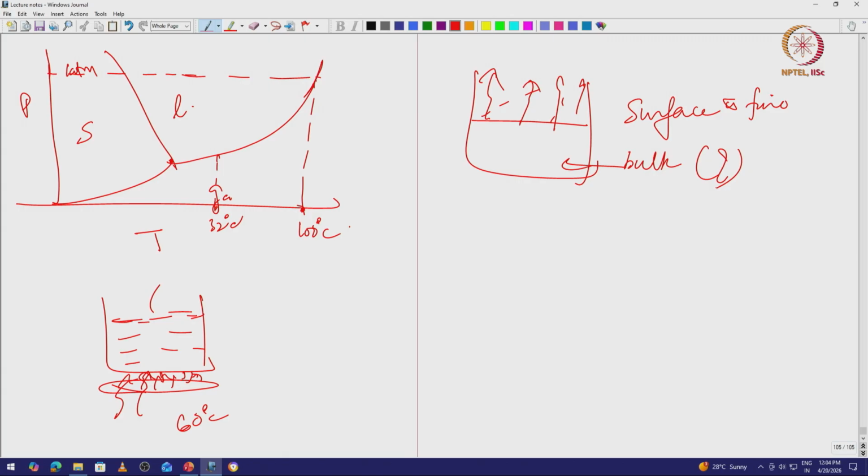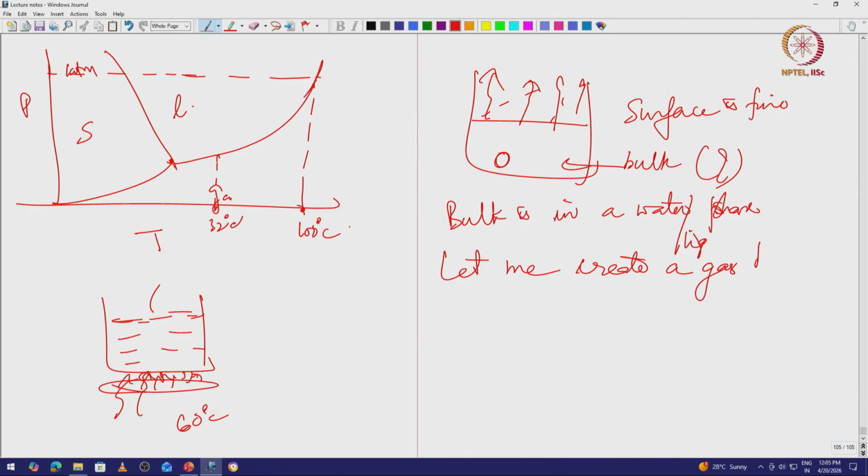I said the bulk is in the water phase, meaning liquid phase, okay. Why? That is the question, right. So, what happens if there is some gas bubble in the bulk? Let me, for argument's sake, create a gas bubble in the bulk, and this is at what temperature? At some 60 degrees Celsius, right. So, at 60 degrees Celsius I have created a gas bubble in the bulk.